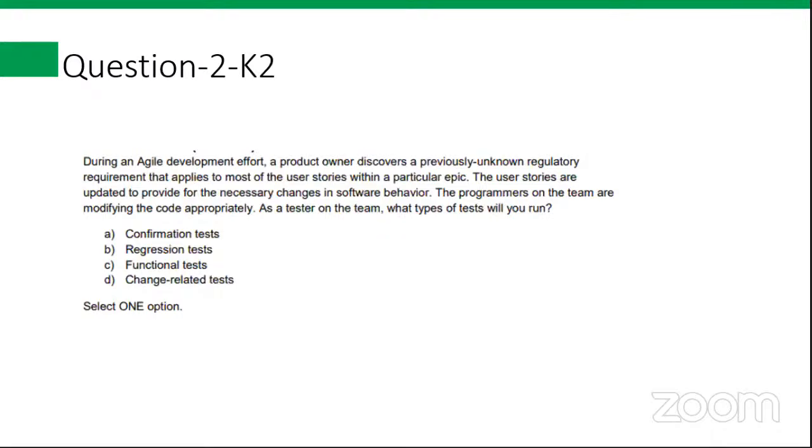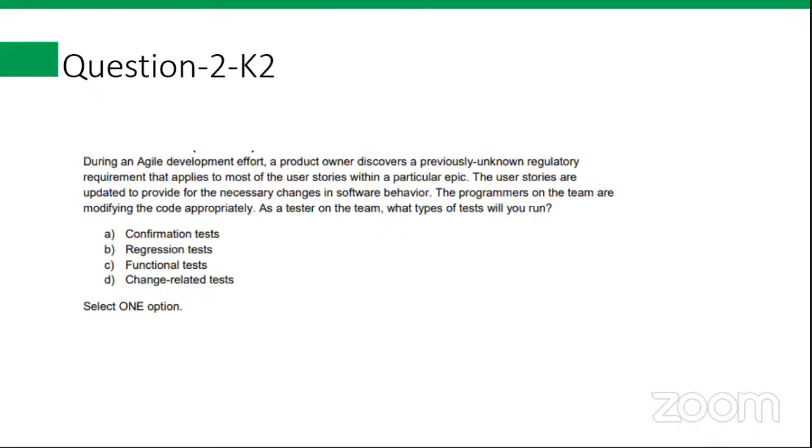So this is also a very, very practical scenario that you would definitely have come across. That is, your PO comes with some requirement in the middle of the sprint or your agile daily, and then just says that he wants it added to every user story. Then being agile, you are forced to take this change and then you are ready to do the updation. So as given in the question, the programmers on the team are modifying the code appropriately. So being a tester, what type of test will you run? So you have 4 options here: confirmation test, regression test, functional test, and change related test.